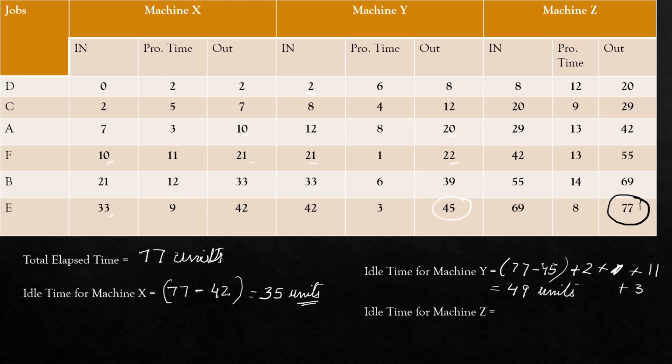All right. Now let us calculate idle time for machine Z. Machine Z will complete the process at 77 hours. So 77 minus 77, obviously it is 0. Let us check the idle time over here. The first job will get started at 8 units of time. So till 8 hours, your machine Z will remain idle, right? Now let us check for the other jobs as well. The first job gets completed at 20, next starts at 20. It gets completed at 29, next starts at 29. It gets completed at 42, next starts at 42. It gets completed at 55, starts at 55. It gets completed at 69, starts at 69. So in between there is no idle time. So the idle time for machine Z is 8 hours or 8 units of time.